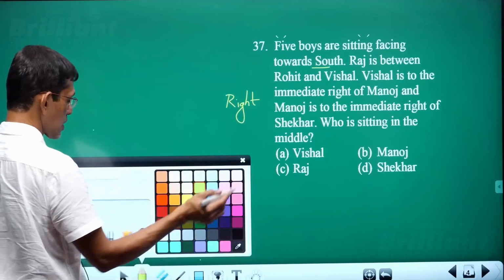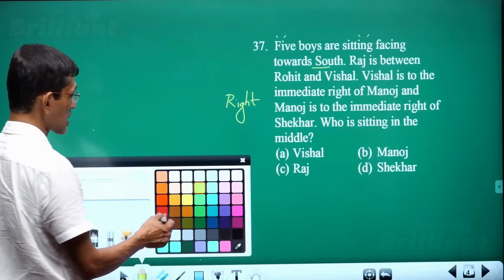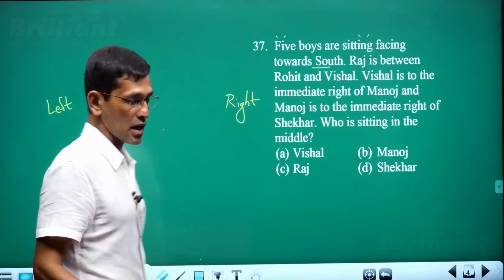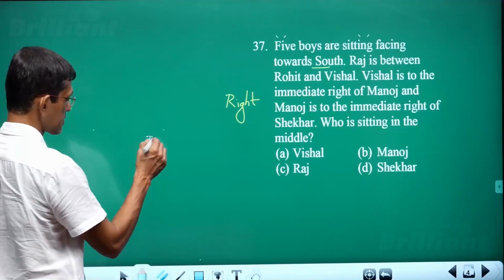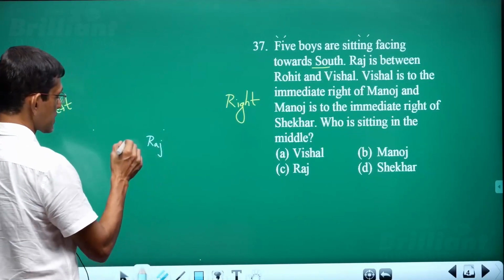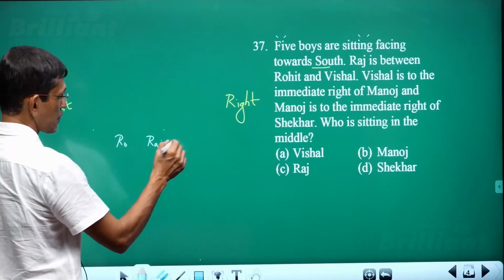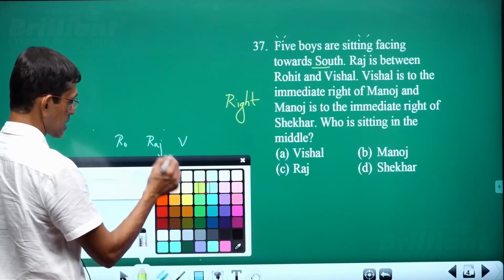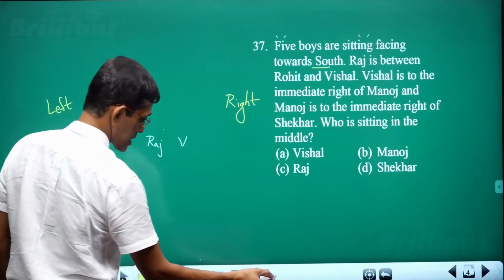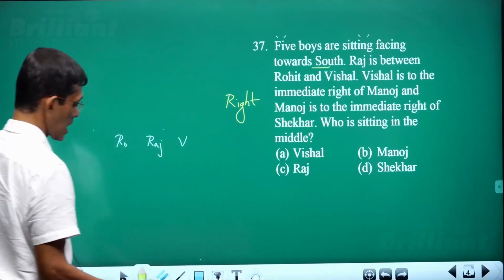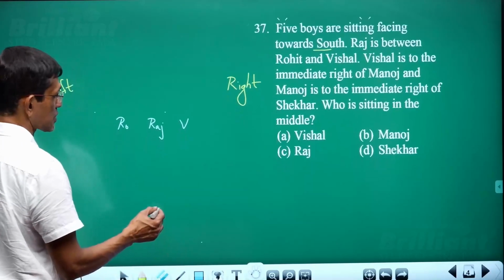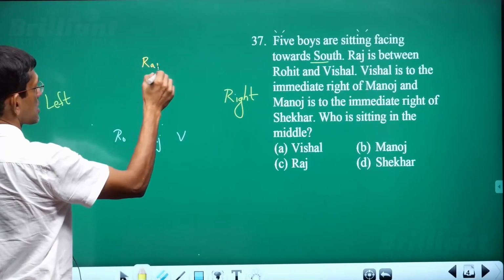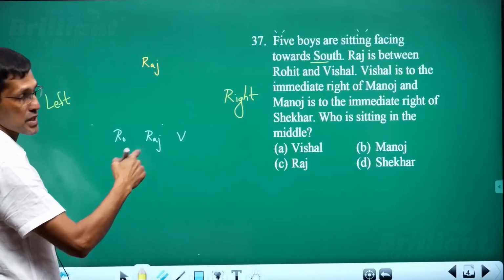Okay, so now we'll go with the conditions. What are the conditions? Raj is between Rohit and Vishal. And at the same time, it is a bit confusing here because it is given in such a way that Raj is between Rohit and Vishal. So there is one more possibility. Raj can be between Rohit and Vishal.